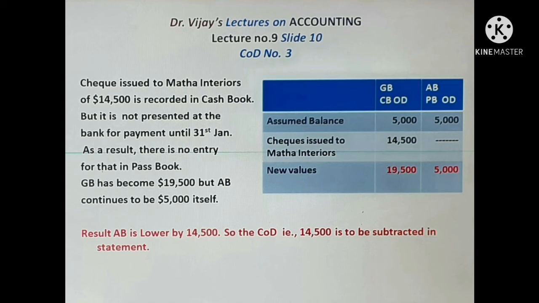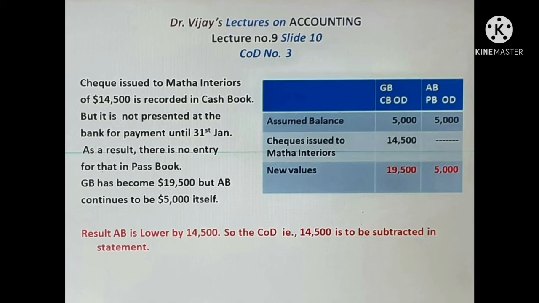Look at the model. The GB, that is cash book overdrafts, is in the second column and AB, passbook overdrafts, is in the third column. Assumed balance 5,000 is shown in both the books. Then the check issued to Mada Interiors is shown in the cash book column, GB column, 14,500. It is not shown in the passbook column because that check is not presented at the bank for payment so far and no payment made by the bank and no entry made in the passbook. The new value in the cash book column, that is given balance column, is 19,500. In the arrived balance column, passbook column, it is 5,000.